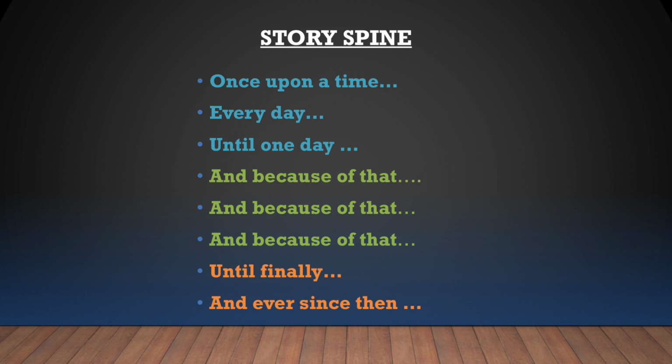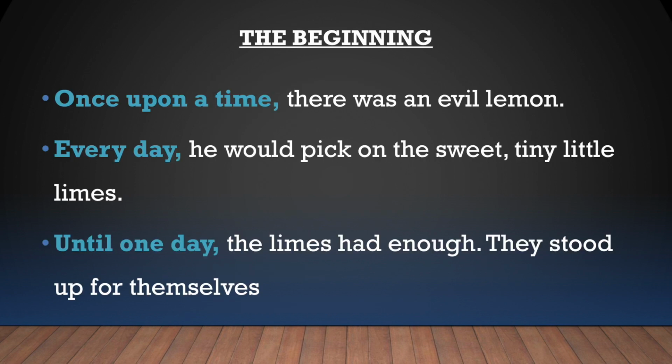Then I went and wrote out the story first, using cause and effect, and a couple other tips I'm going to give you after this. So, here is my story spine. Once upon a time, there was an evil lemon. Every day, he would pick on the sweet, tiny little limes, until one day, the limes had had enough. They stood up for themselves.